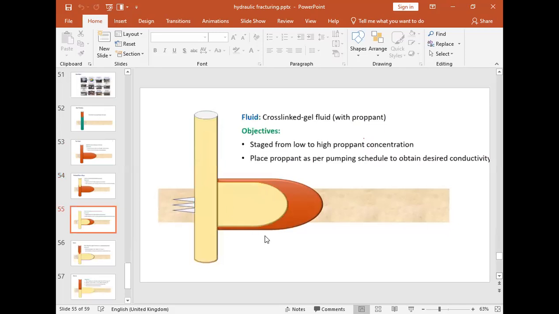So this is exactly what is happening during the pumping schedule, during our slurry stage. You now remember we have our fluid that has been pumped there. As you pump, the proppant is coming in. It is now easy for the proppant to move into the fracture that has been created, because in the first stage, the fluid goes in to create the fracture.